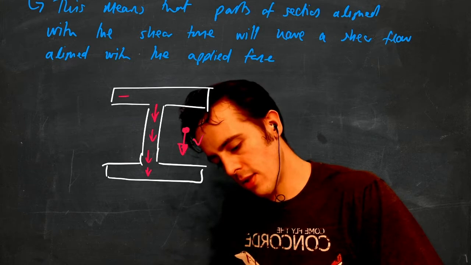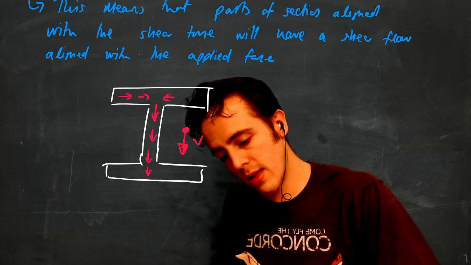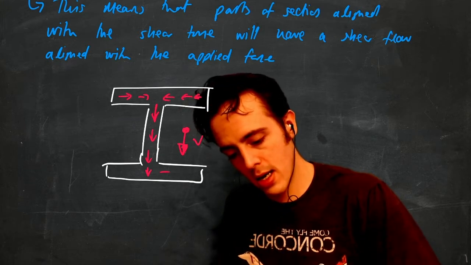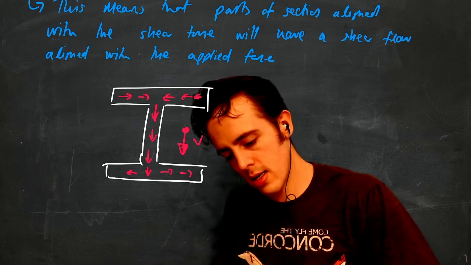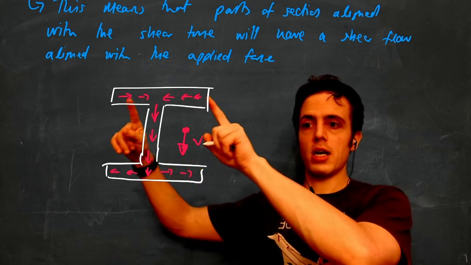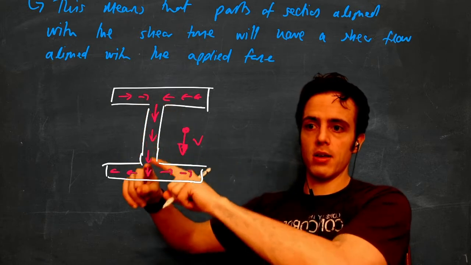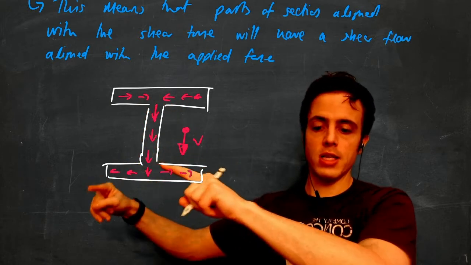We also then said that the shear flow distribution must be continuous, which means that the shear flow must be acting like this. So it's joining up with the heads of these arrows to the tail, and then the same here with the heads of these arrows to the tails of these ones.